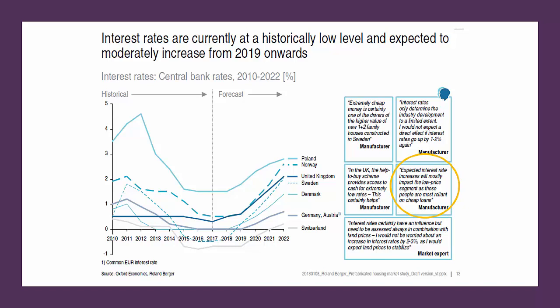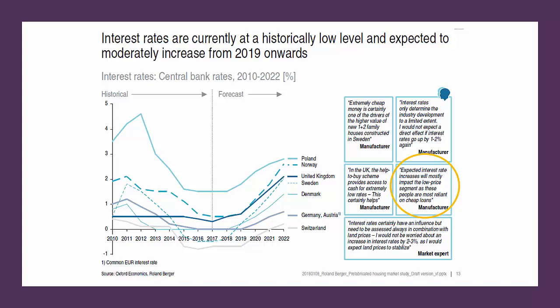Well, you can see here there's one manufacturer who is quoted as saying expected interest rate increases will mostly impact the low price segment of the prefabricated industry, as these people are most reliant on cheap loans. And again, that is very telling and significant for a company like the one we're dealing with in the pre-scene, because of course Jord Homes is catering almost exclusively to the higher end and the higher price segment of the prefabricated housing market, and for that reason this is good news.